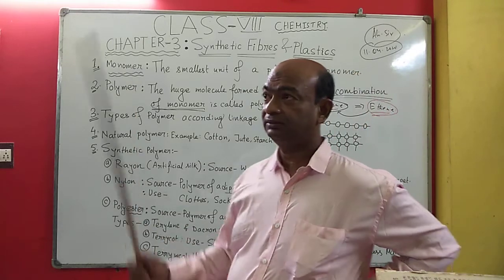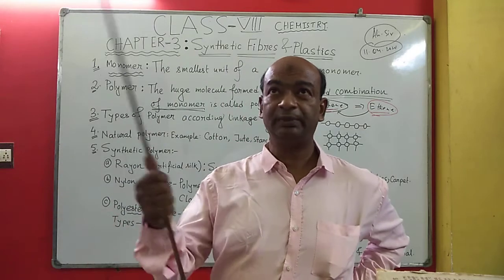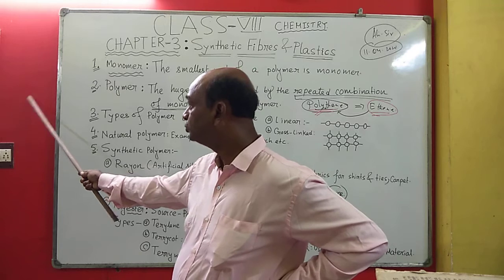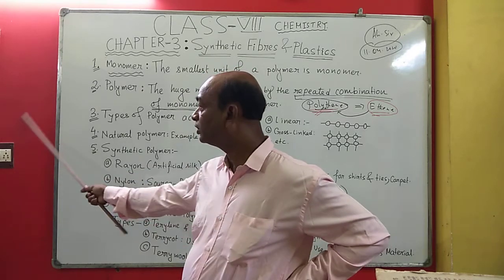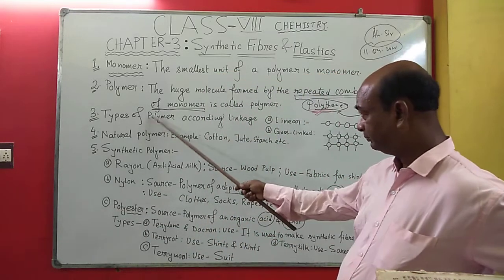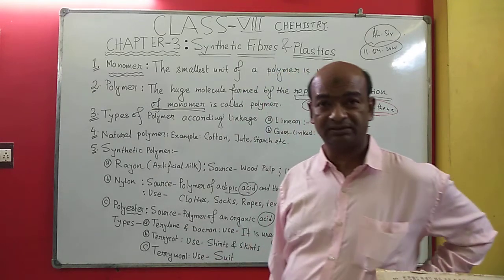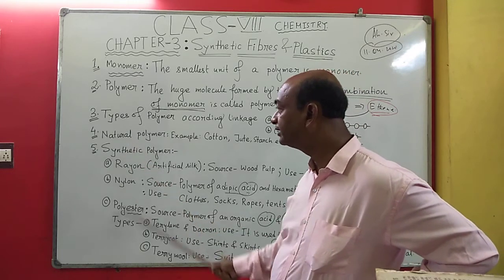Suppose bricks are joined together to make this room, to get this building. Bricks are the smallest possible unit; there are thousands of bricks. So bricks are the monomers of this building. In the same way, polymers can be classified broadly into two varieties: natural polymer and synthetic polymer.